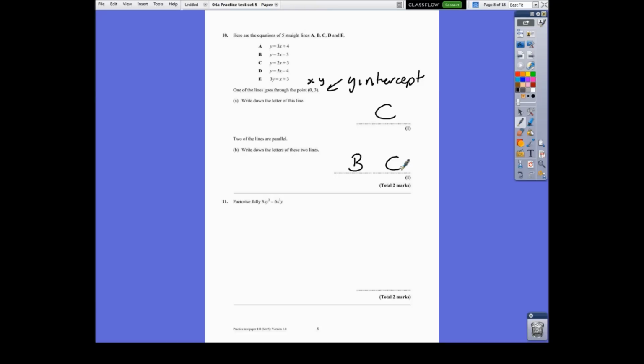Question 11, factorise fully 3xy squared minus 6x cubed y. Well, we can take a factor of 3 out of both of those. They've both got an x in, and they've both got a y in. So I can take 3xy out. To get back to 3xy squared, I need a y. And to get back to 6x cubed y, I need to take off 2, because 2 times 3 is 6. And x squared, because x times x squared will give us x cubed, and then we've already got the y.